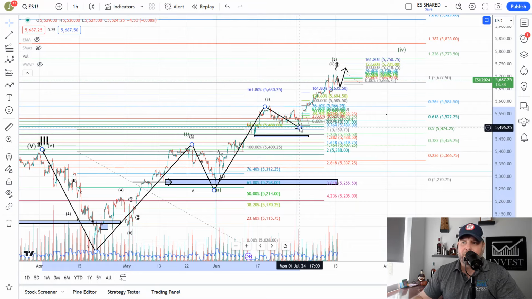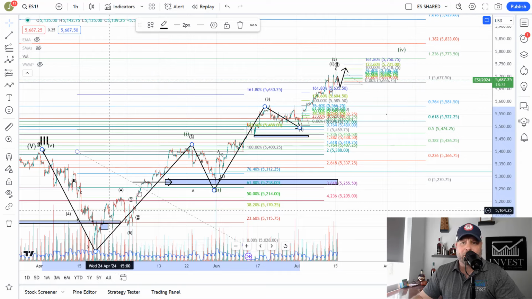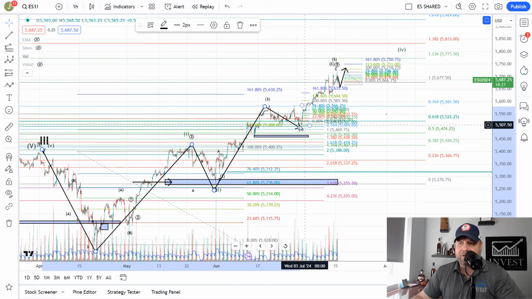And then you have the move higher here into the 1.0 area. So several issues with this structure to the upside. I'm very skeptical of it. It is not my primary count. It is not something I am going to entertain until they push over the 5775 area.